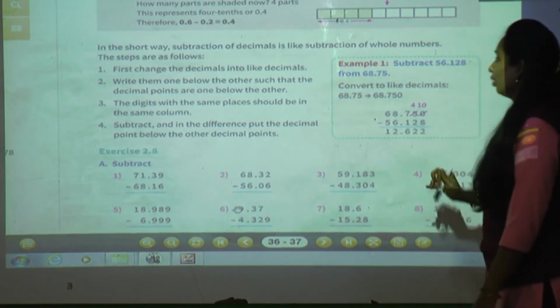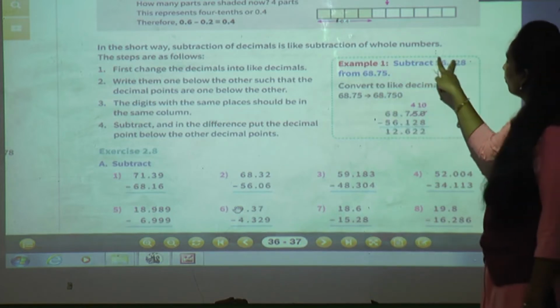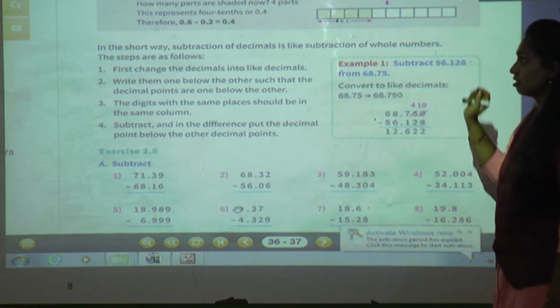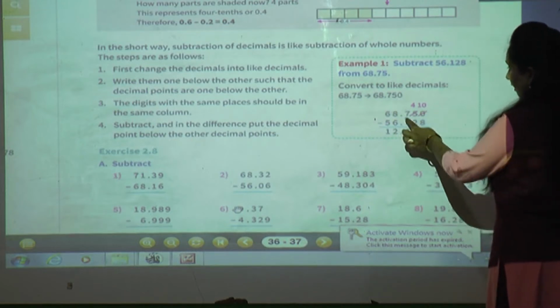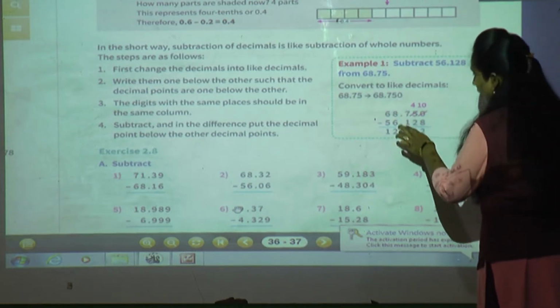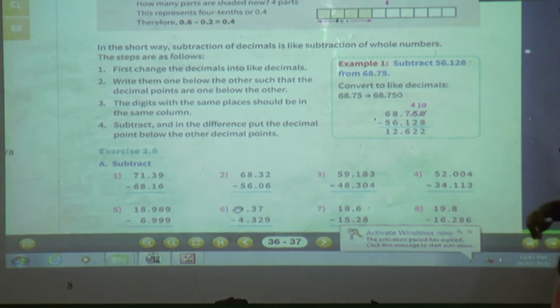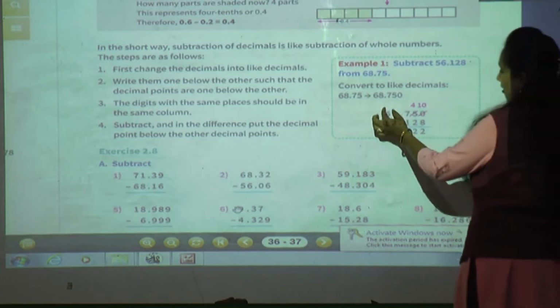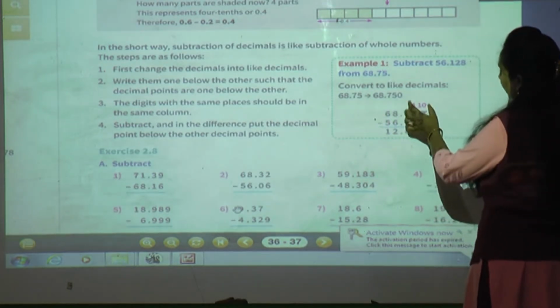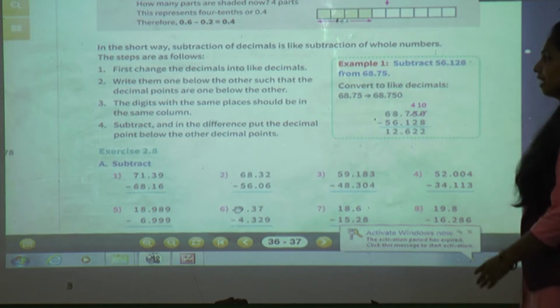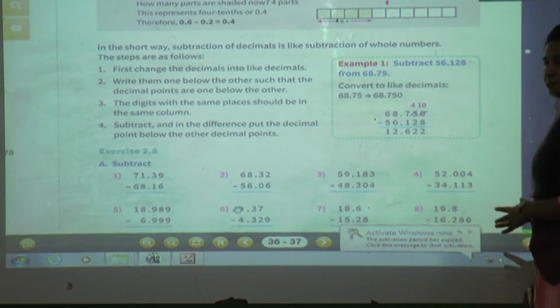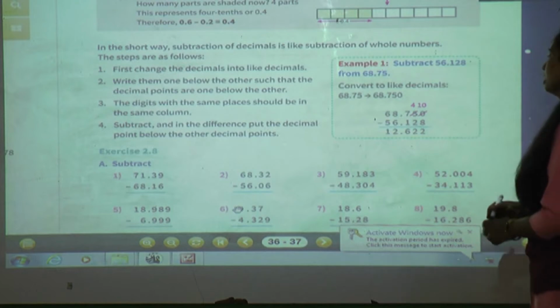Then what do you have to do? Now we have both like decimal numbers, so we have to write one below the other and the decimal points should come one below the other. Then digits with the same place value should be in the same column. Means ones and tens should be on this side, and tenths, hundredths and thousandths on this side. Then subtract, and in the difference put the decimal point below the other decimal points.